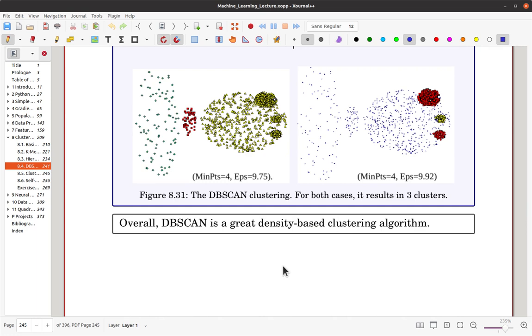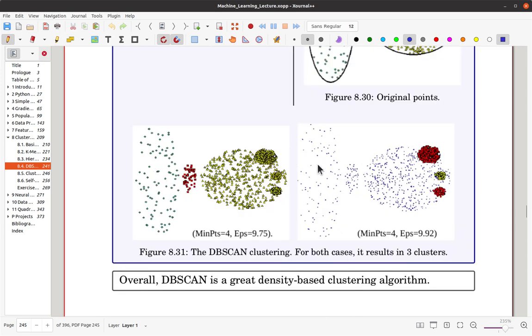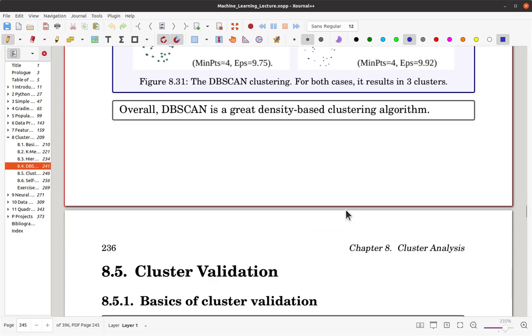Overall, DBSCAN is a great density-based clustering algorithm. Most algorithms are not really working well when the data set is hard to cluster. So that is not only a DBSCAN problem; it is in a sense a universal problem. And overall, DBSCAN is great. Okay. Thank you. This is the end of the section.